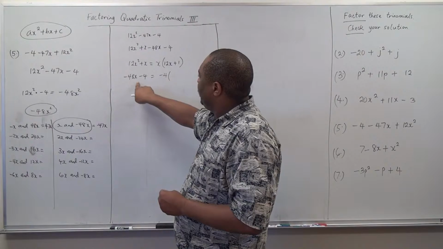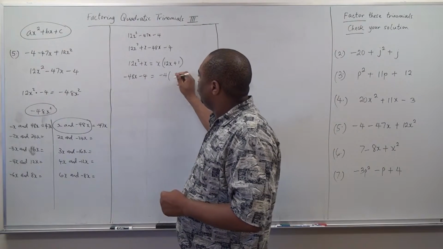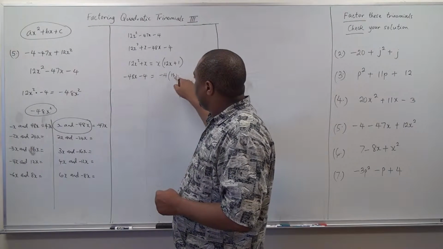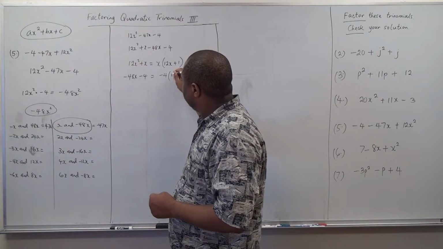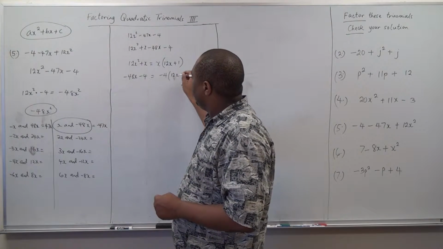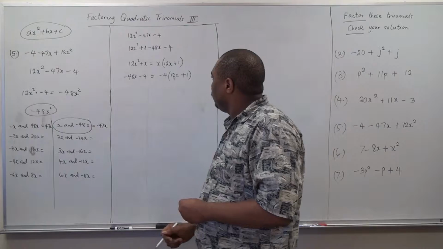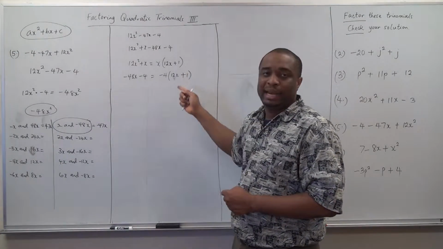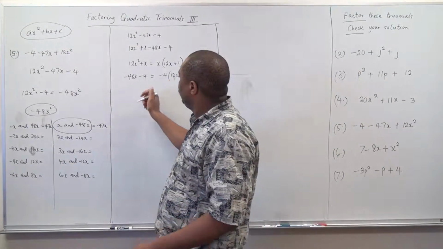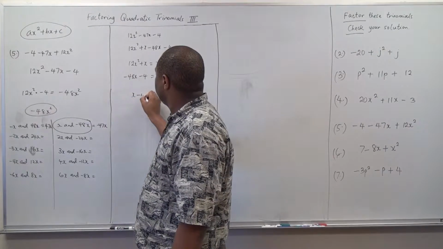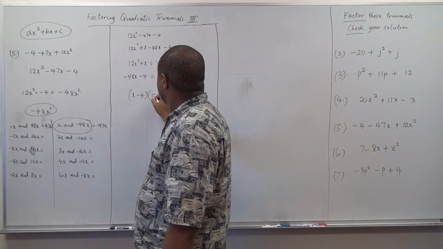Now negative 48x divided by negative 4 will give you 12x, and then negative 4 divided by negative 4 will give you plus 1. So you have these two, you can now rejoin them, right? And when you put them together, this is now x minus 4 and 12x plus 1.